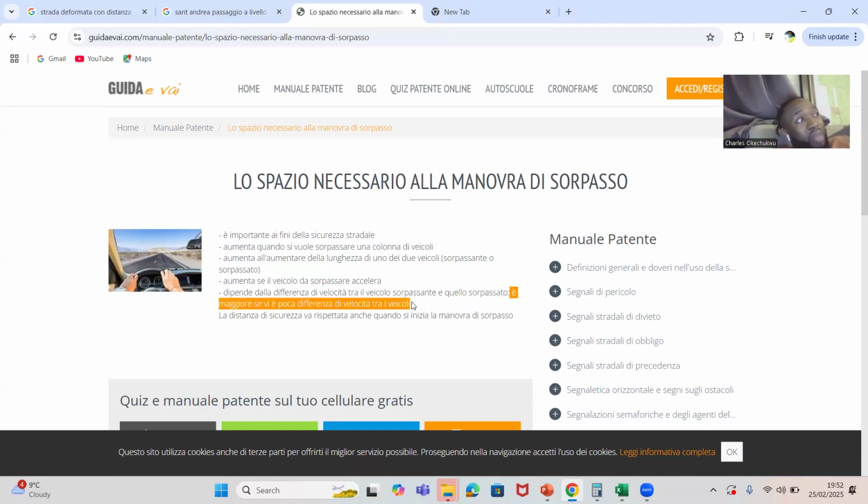It is major if there is less difference in speed between the two vehicles. Now, let's break this down very well. Remember they told us before that the necessary distance for overtaking depends on the speed of the two cars. Now they say it is major, it is high, if there is less difference in speed between two vehicles. It simply means that if the vehicle in front of me increases in speed more, it will take me a longer time to overtake him. Is it clear now? That's what it means. So they say maggiore. This distance is higher if there is less difference in speed between the two vehicles.